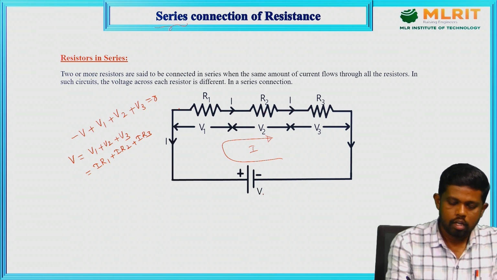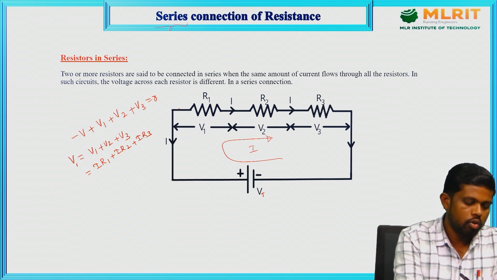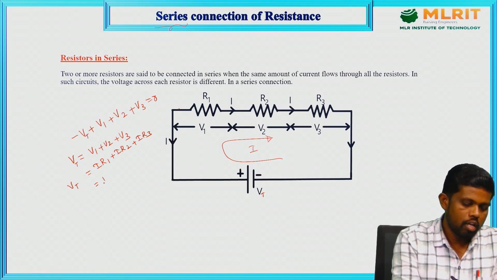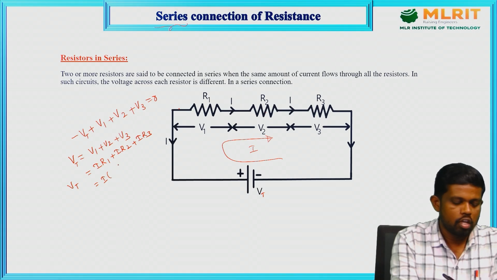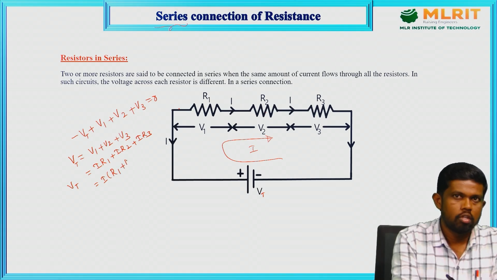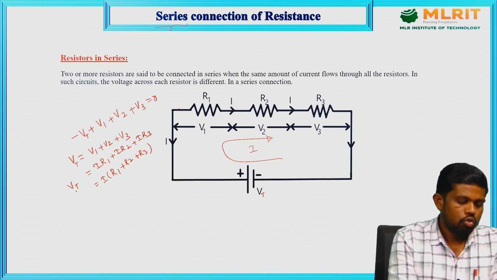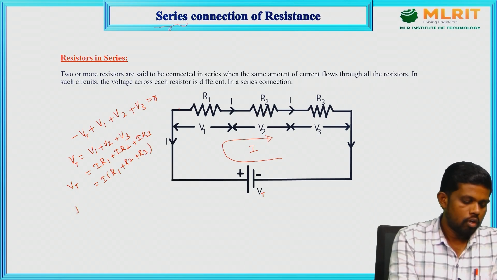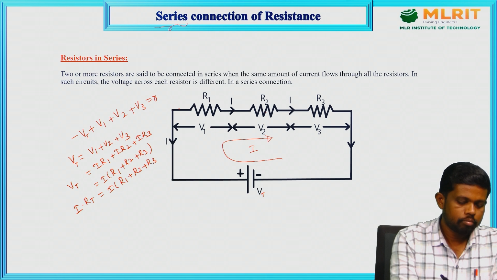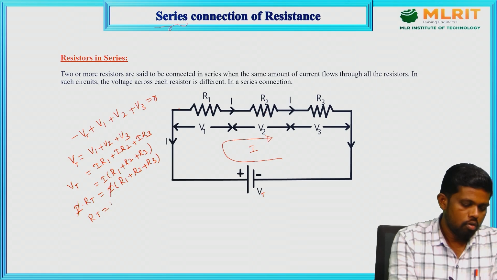We can also take the notation as V total. So V total equals, since I is common to each element, I of (R1 plus R2 plus R3). We can also replace this V total with I into R total. So I into R total equals I of (R1 plus R2 plus R3). These two I terms get cancelled, so we get R total equal to R1 plus R2 plus R3.